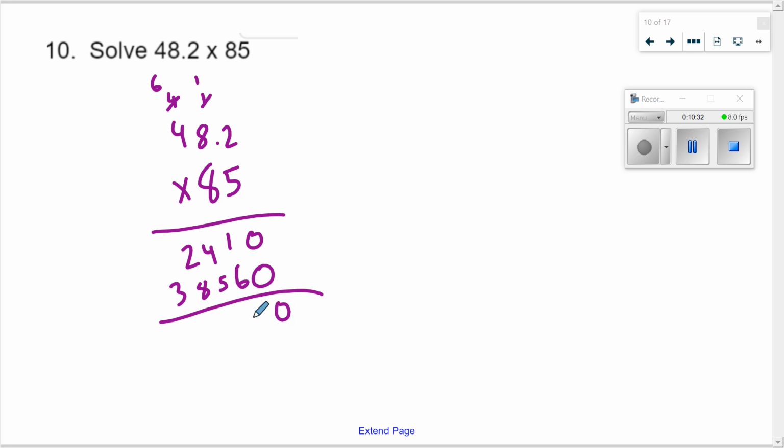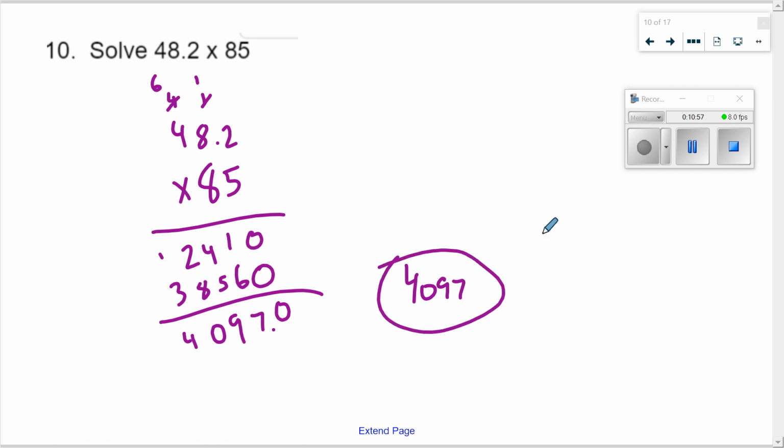Now I add my columns. That's 0, 7, 9, 10. So I put a 0 there. Carry a 1. 1 plus 3 is 4. So my digits are 4, 0, 9, 7, 0, but I got to move the decimal place. Well, there's one slot here and none here, so 1 over. So the correct answer would be 4,097. 4097, decimal place goes in that slot.